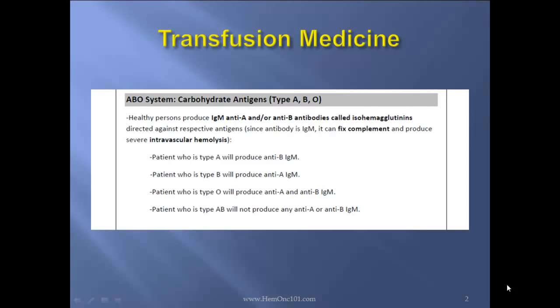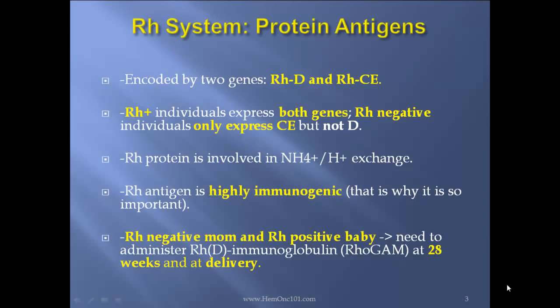A patient who has type O blood will produce anti-A and anti-B, so they're a universal donor. And a person who is type AB will not produce any anti-A or anti-B IgM, so therefore is a universal acceptor.